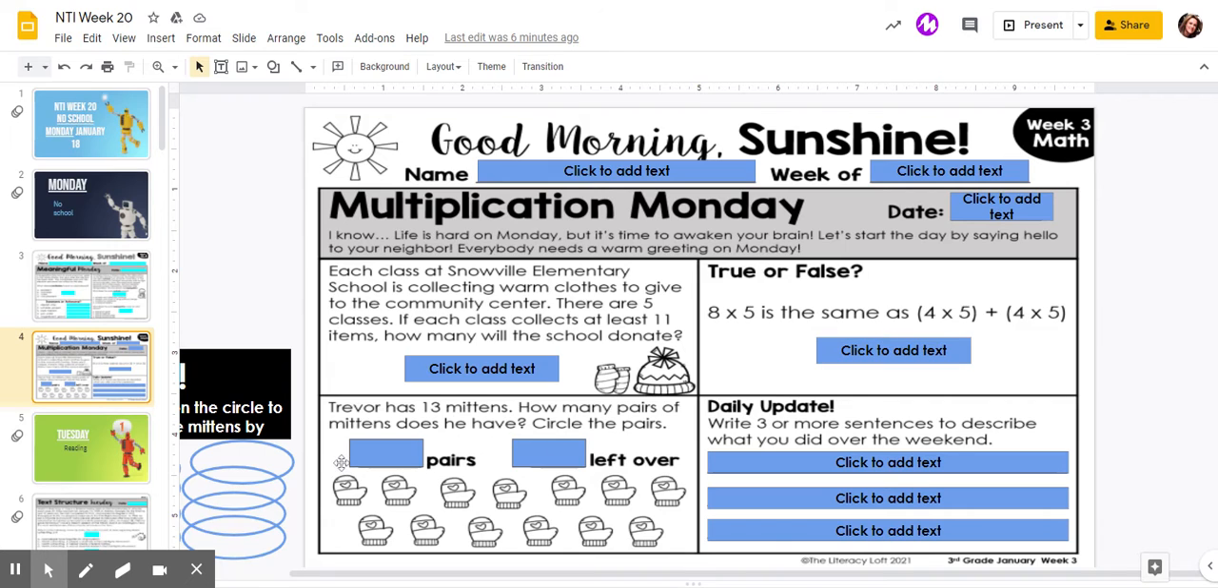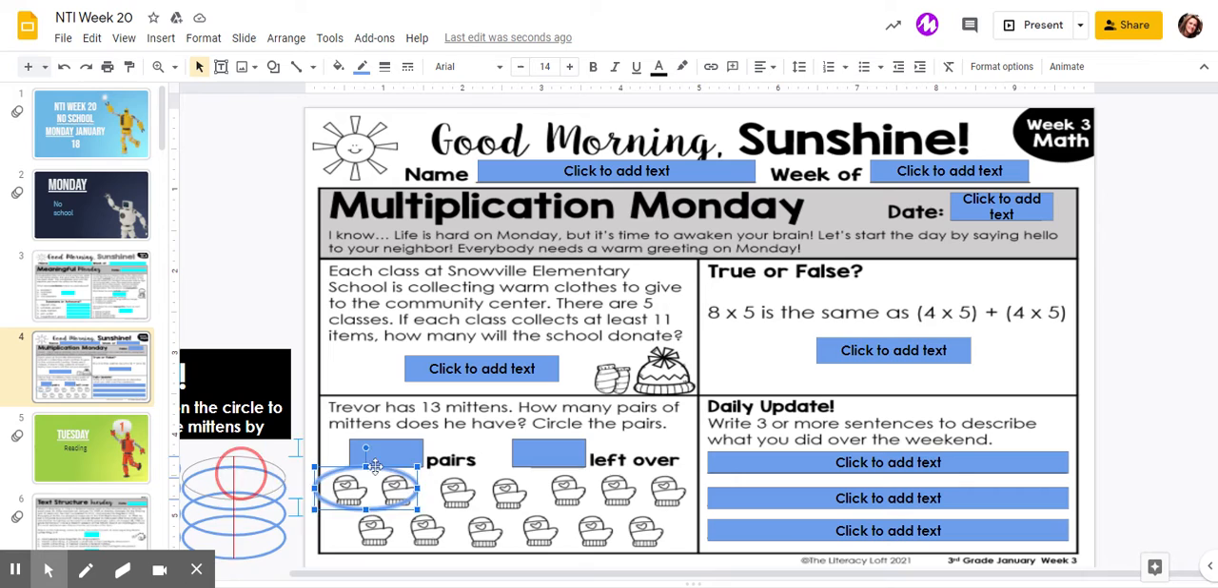For the mittens, you have these circles over here. You're going to drag and drop the circles to circle 2 pairs or 2 mittens, which is a pair of mittens. Once you have circled all of the pairs, you're going to count how many pairs you have. Put that number next to the word pairs. And if you have any single mittens, you're going to count the number of single mittens you have and put leftover. So you might have like 5 pairs and 1 leftover, or you might just have 6 pairs and 0 leftover.